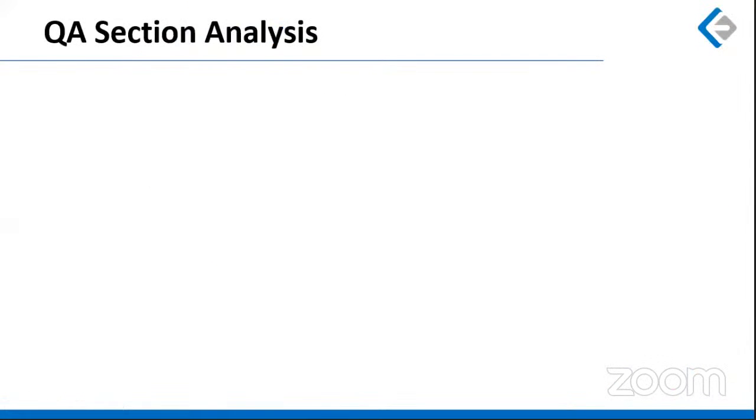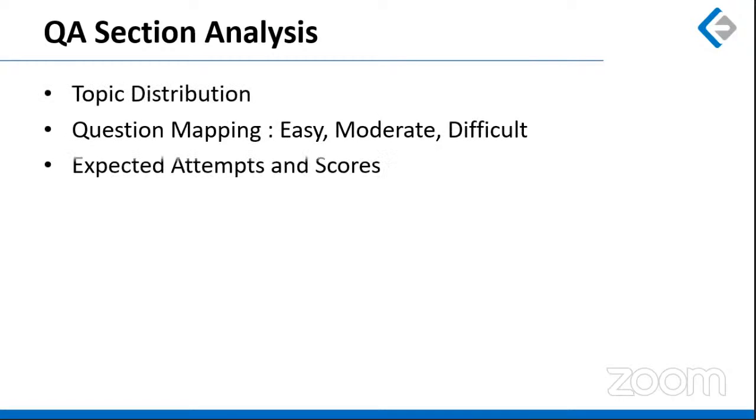Good evening, everyone. We'll be starting with the QA section analysis for XAT 1. So this is the usual flow in which we'll be conducting our analysis that starts with topic distribution, then question mapping. Here we try to categorize the questions into 3 different difficulty levels: easy, moderate, difficult. We discuss expected attempts and scores based on our analysis of the difficulty level. And finally, we map the percentiles with the score equivalence.